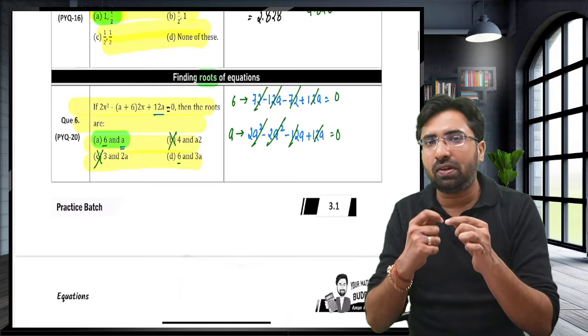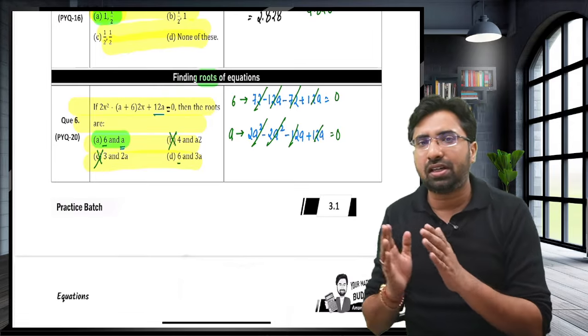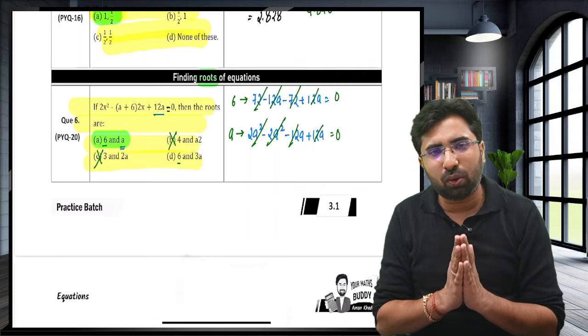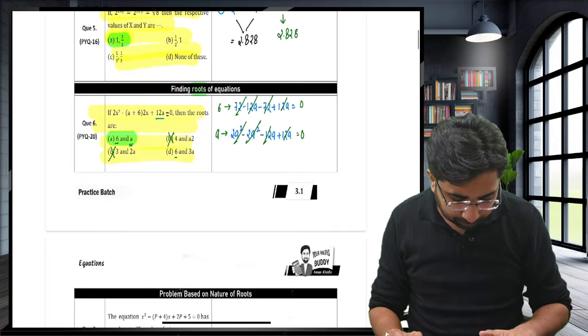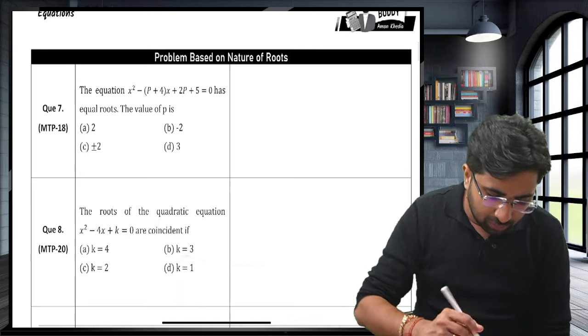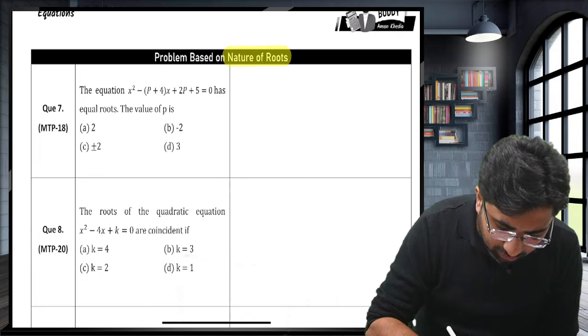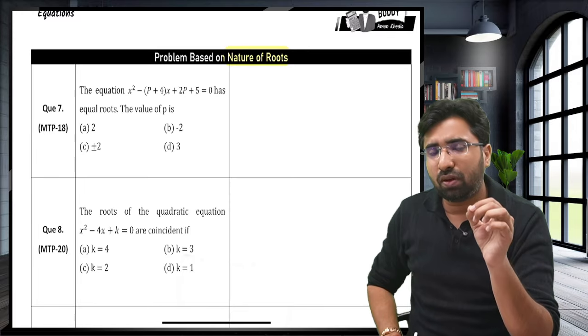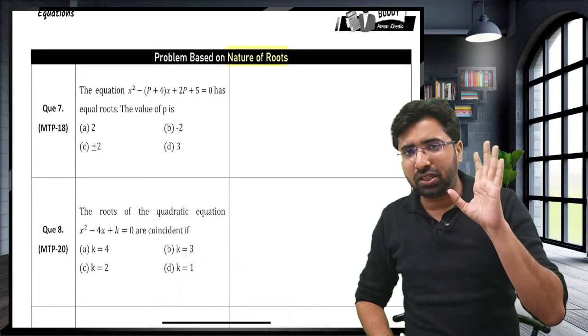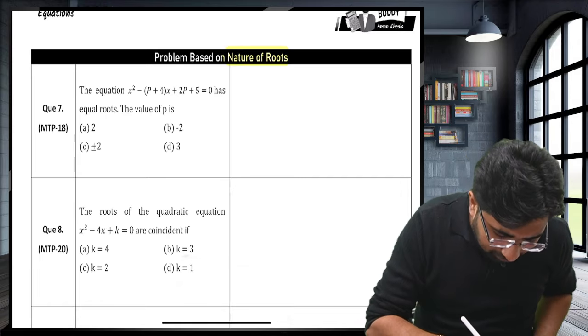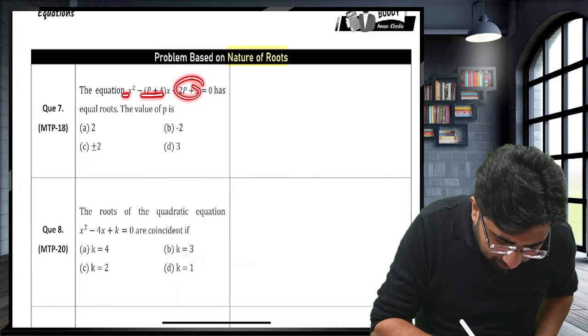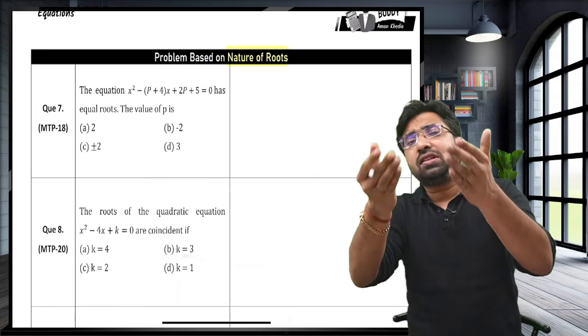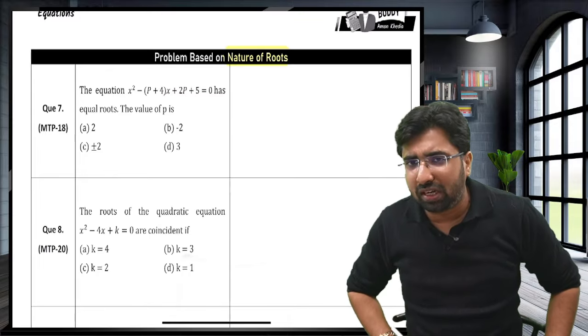Now, slowly we'll increase the level, but I'm going to take all the variety of problems. Now let's move towards the nature of the roots. What kind of question do they ask in the nature of the roots? They will give you the condition, and they will put any variable in the place of A, B, C, and they will ask you to calculate the value of that variable.